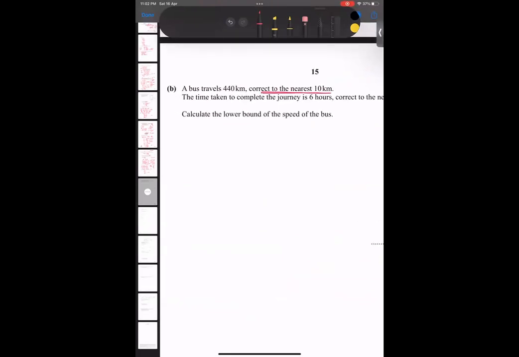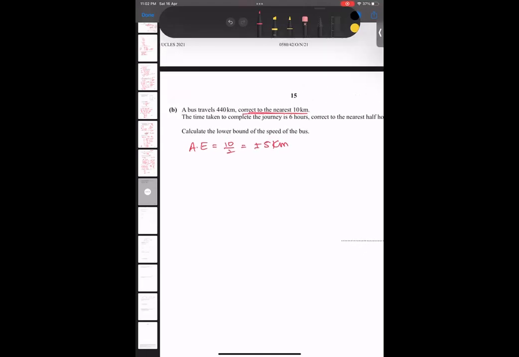Here it is saying a bus travels 440 kilometers correct to 10 kilometers. Whenever this statement comes, correct to 10 kilometers, what to do? The absolute error to the distance is 10 divided by 2. We get plus and minus 5 kilometers. And 440 kilometers. So how to find the upper and lower bound for the distance? Upper bound for distance is 440 plus 5. And lower bound, although we should not find all these things, but anyway, I'm just going to teach you. So 435.